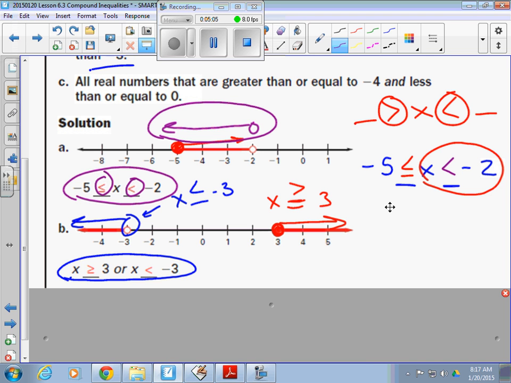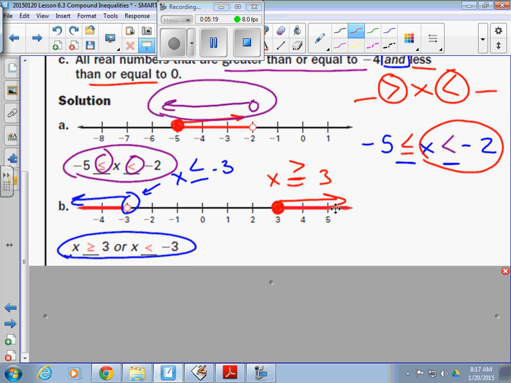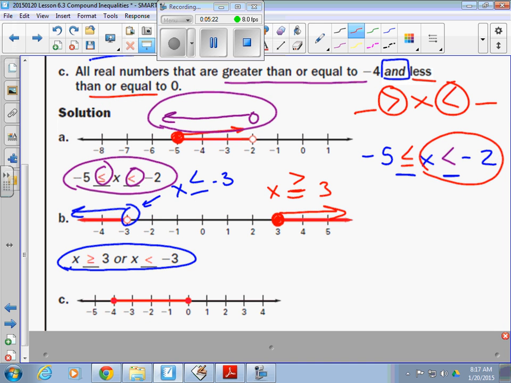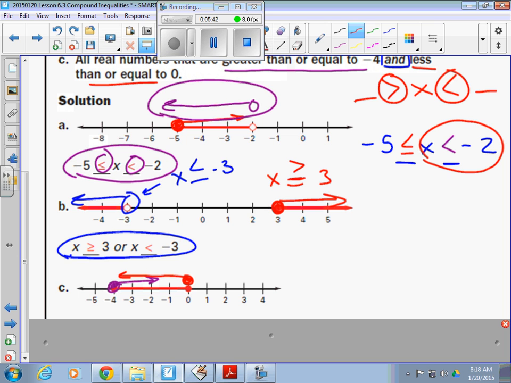And then C says all real numbers that are greater than or equal to -4. So that's one thing. And there's your keyword right there, and less than or equal to 0. So let's look and see how that's going to look for us. Greater than or equal to -4, colored in bubble, everything that direction. And less than or equal to 0. Again, 0, a colored in bubble, everything that way. So again, it's showing an overlapping area just like A was. So it's an and inequality. You write it with the x in the middle. So -4, x, 0.